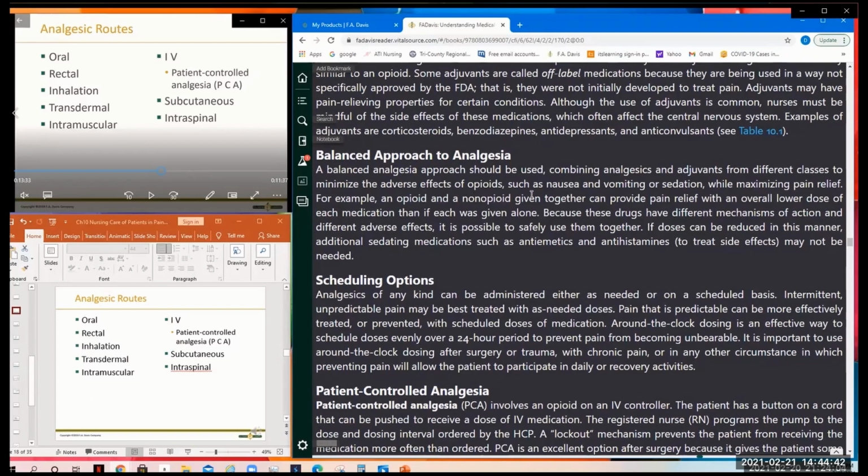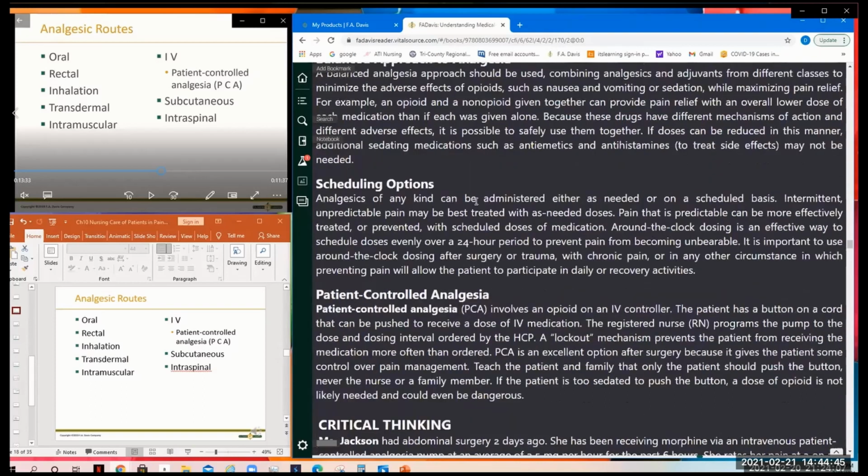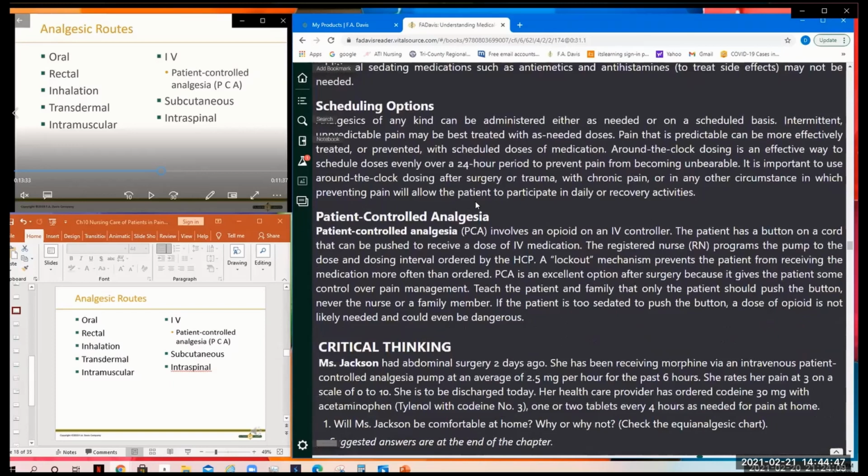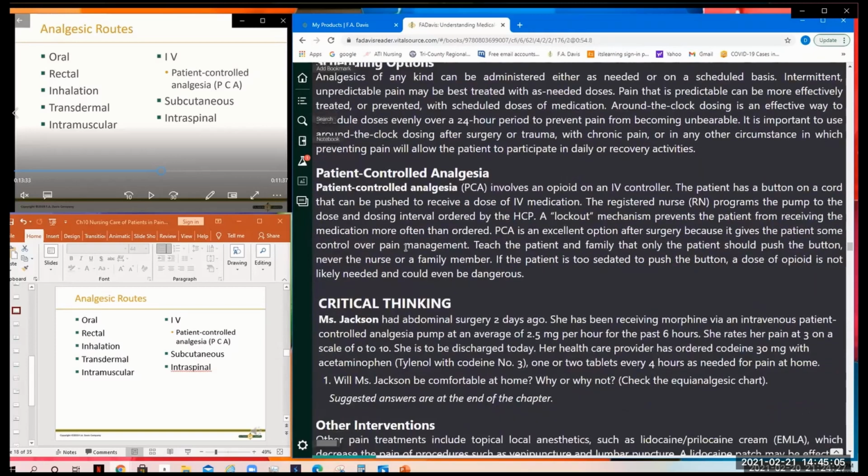Scheduling options. Analgesics of any kind can be administered either as needed or on a scheduled basis. Intermittent, unpredictable pain may be best treated with as needed doses. Pain that is predictable can be more effectively treated or prevented with scheduled doses of medication.